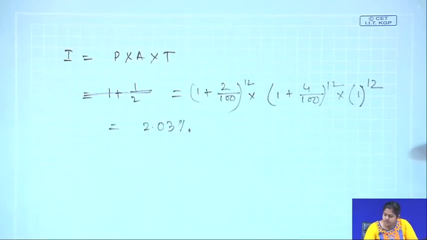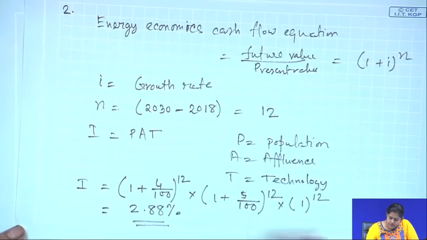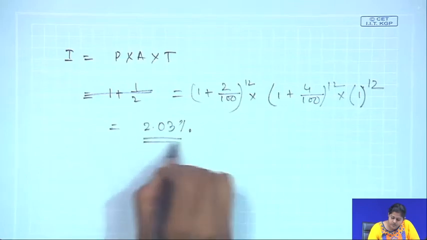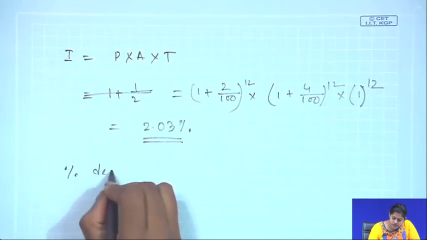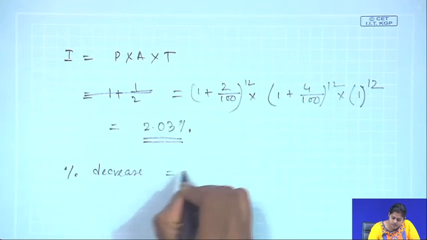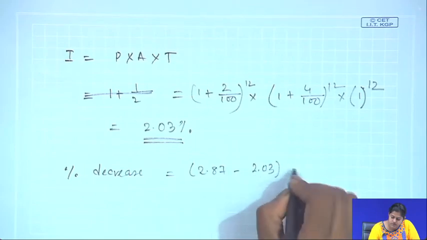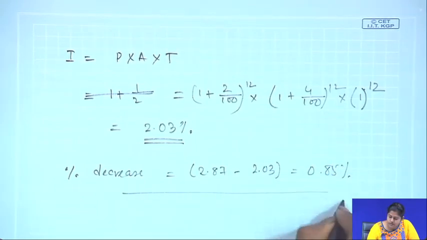Now, you can observe that before the impact was 2.88, now the impact came down to 2.03. So, there will be a percentage decrease, which is equal to 2.88 minus 2.03, that will be 0.85%. So, this is the final answer of this question.